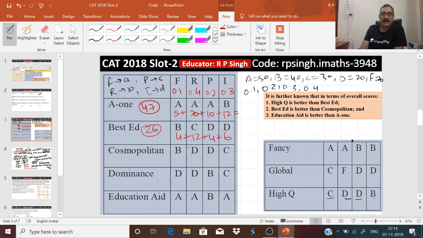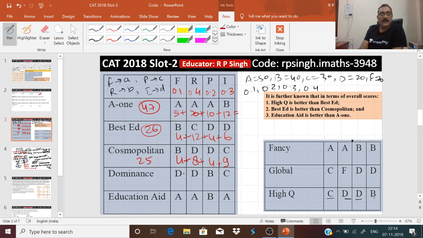Guys, 40 into 0.1 will give you 4. 20 into 0.4 will give you 8, and 20 into 0.2 will give you 4, and 30 into 0.3 will give you 9. So it is 25.